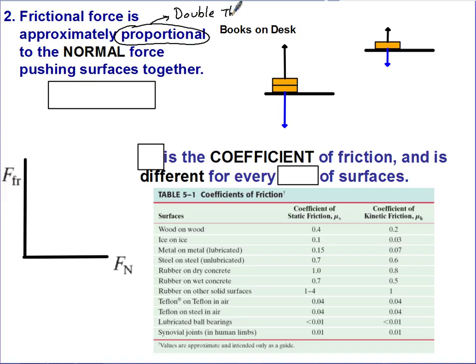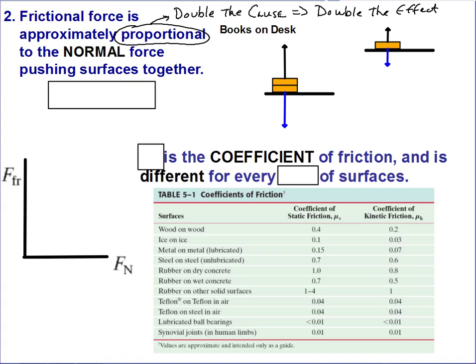If you double the cause, that corresponds to doubling of the effect. Okay, so in this case, the cause and the effect are how the normal force sort of affects the frictional force. Let's take a look at this single book maybe on a table.